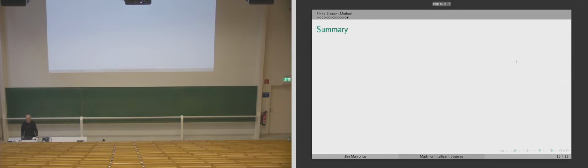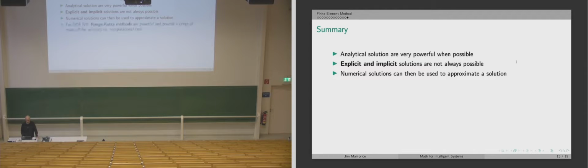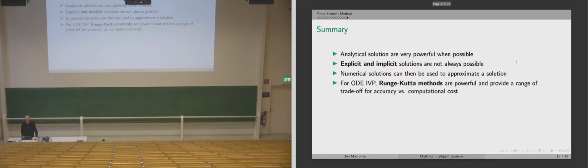Okay, so as a summary, the analytical solutions to differential equations are very powerful when they are actually possible. We saw that explicit and implicit solutions are not always possible. The numerical solutions can then be used to approximate a solution, and the ordinary differential initial value problem can be well treated using our Runge-Kutta methods that are powerful and provide a range of trade-offs for accuracy and computation costs.